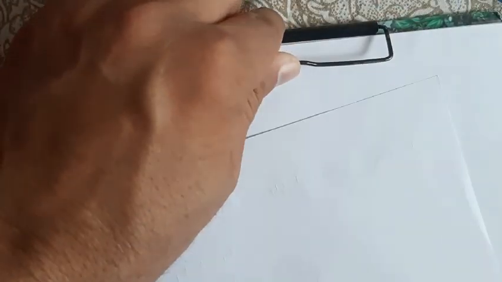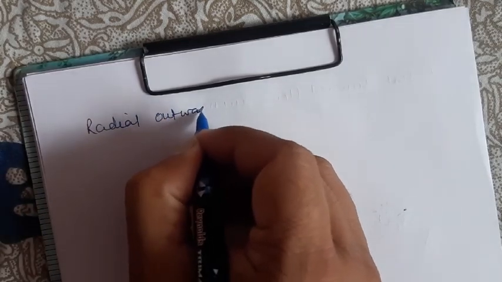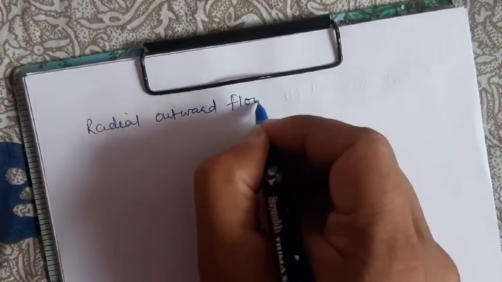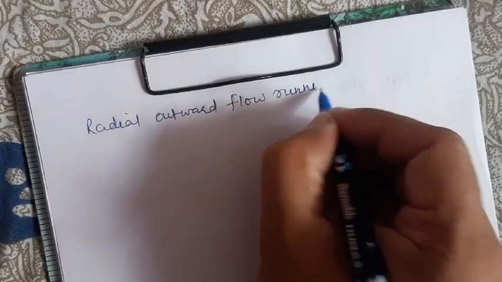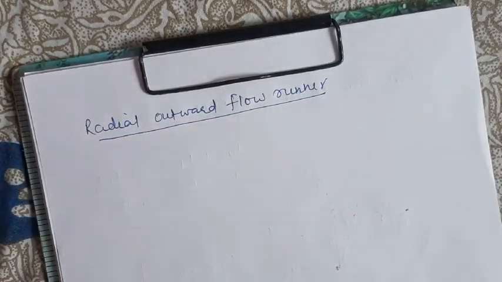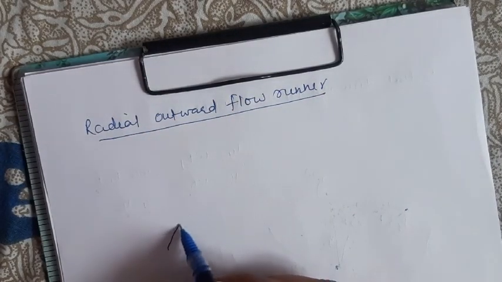Now, the next case, radial outward flow runner. This will be drawn like this.